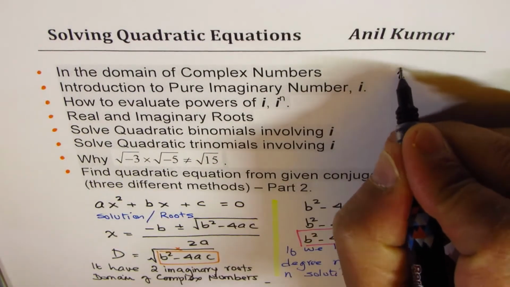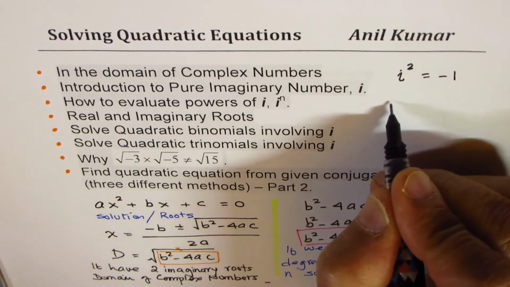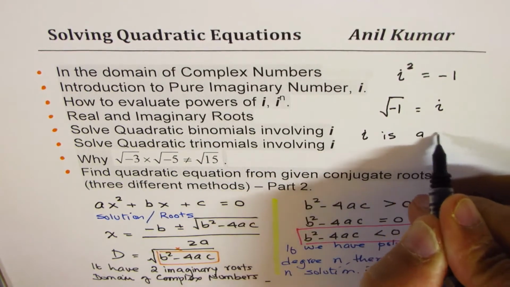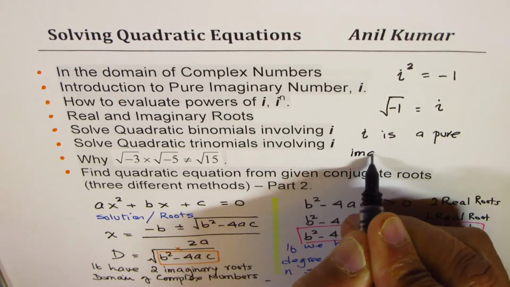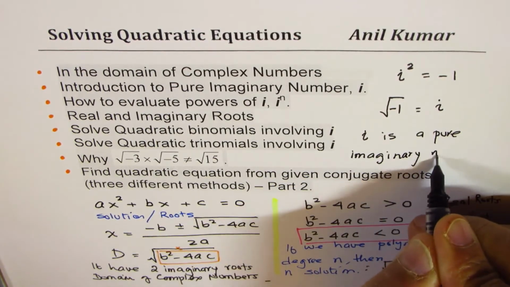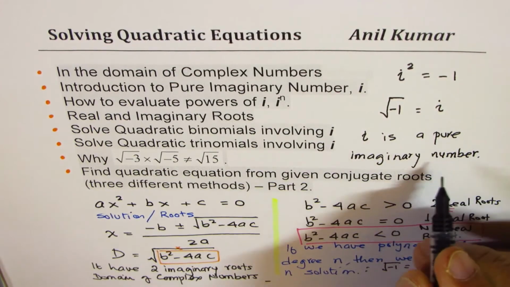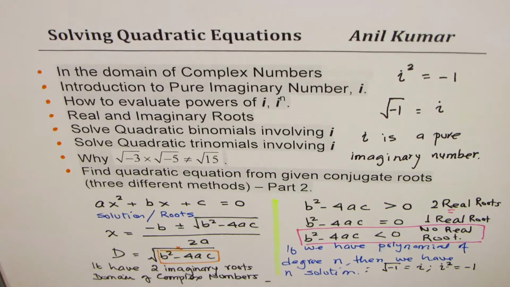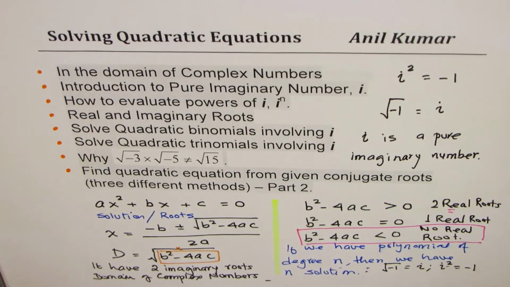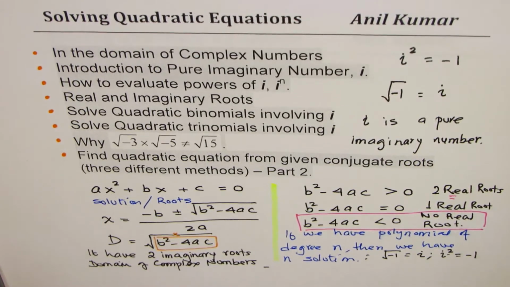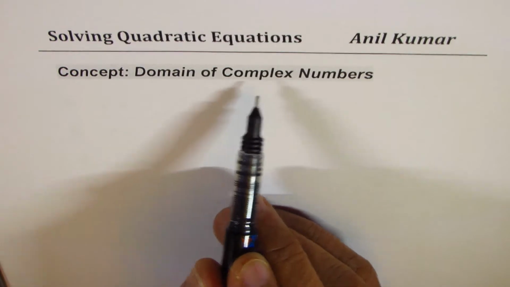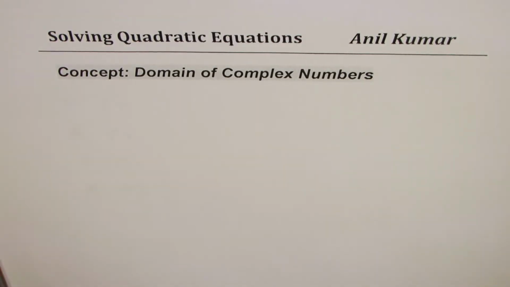So just remember that I square, iota square, is minus 1, or the square root of minus 1 is now equal to I, where I is a pure imaginary number. Is it okay? So that brings us to the domain of complex numbers. As soon as we start having iota or I, we are moving from the real to the imaginary domain of numbers, right? So with that, let's move on to our video, which is discussing concepts on the domain of complex numbers. I've already discussed a part of it. Now here, I'll just elaborate it further.